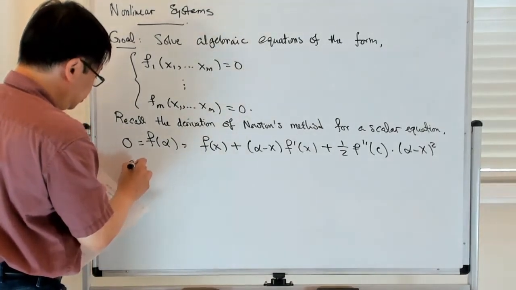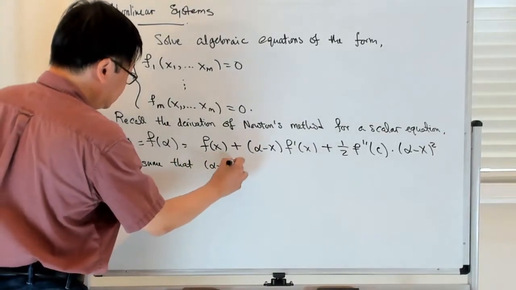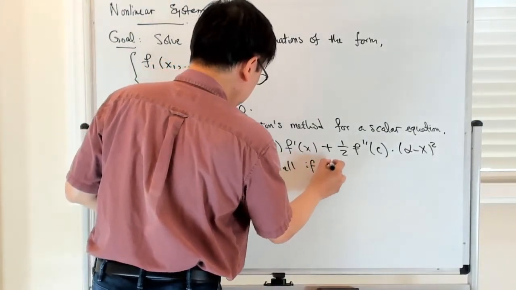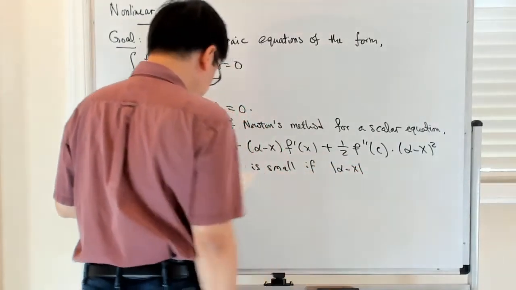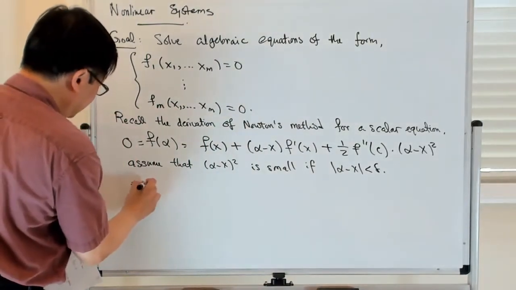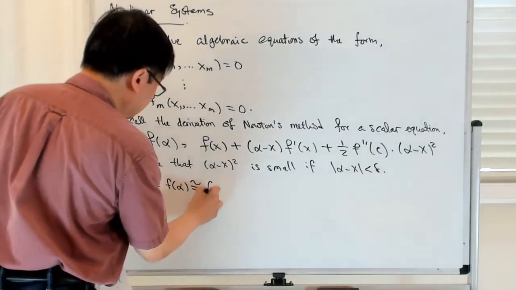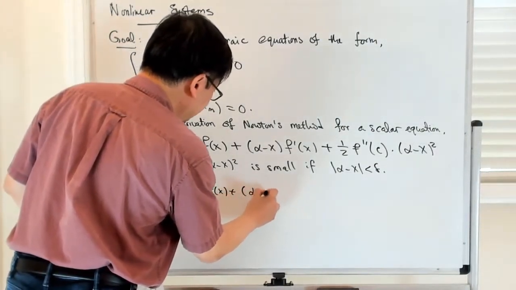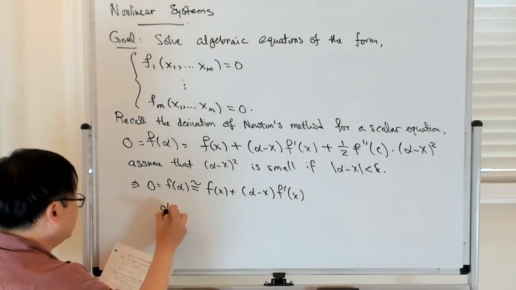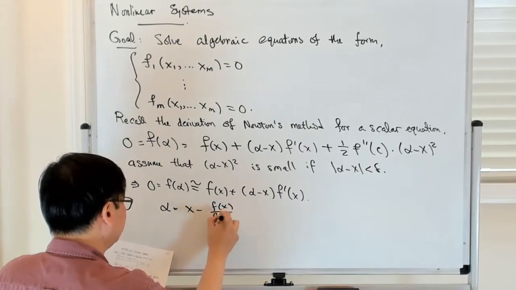And we assume that alpha minus x squared is small, if my initial point is close to the root. So this implies that 0, which is f of alpha, is approximately equal to f of x plus alpha minus x times f prime of x, which means that alpha is equal to x minus f of x over f prime of x.